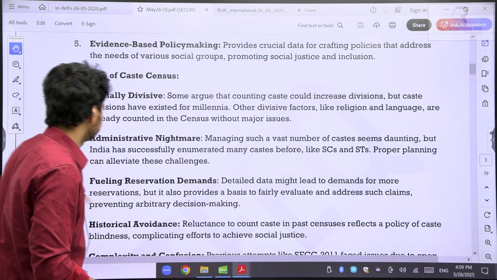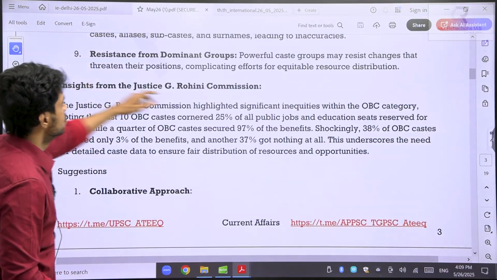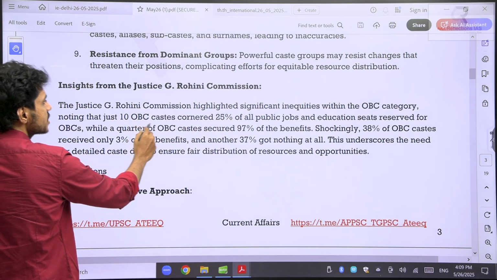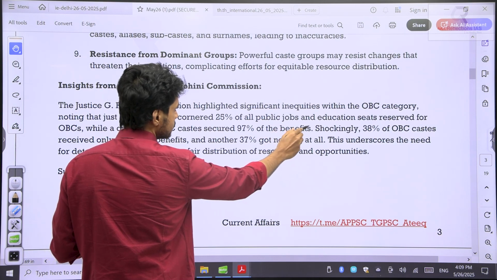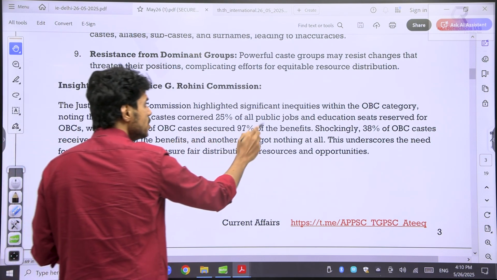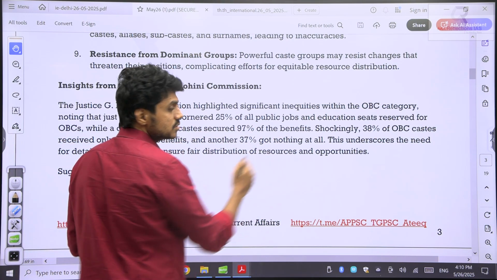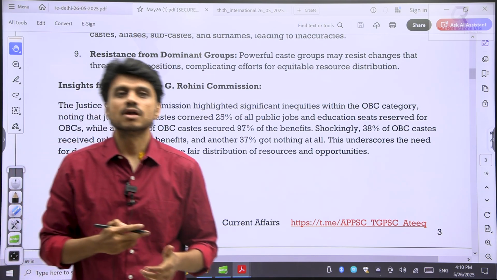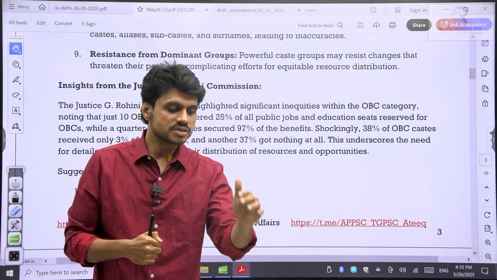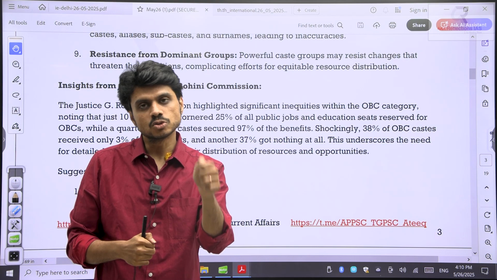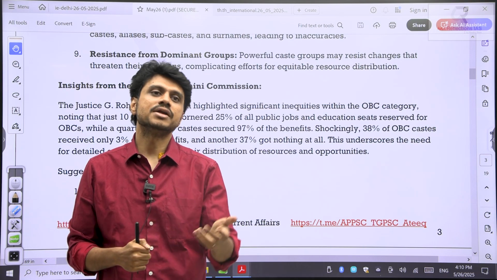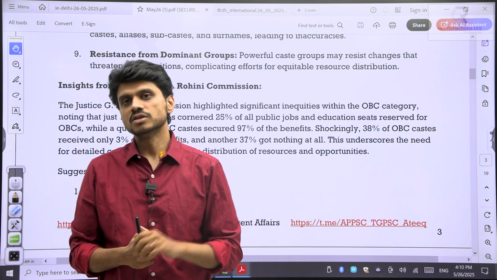Okay, there was the Rohini Commission. This commission said that within the OBC category, just 10 OBC castes cornered 25% of all public jobs and education seats reserved for the OBC, while 25% of the OBC castes secured 97% of the benefits. So this is why the reform is needed. Whenever you have proper data, then the creamy layer can be imposed. We can change the policy so that the benefits reach the people who actually deserve it, the vulnerable categories. They receive the right benefits, right? So these are the things.